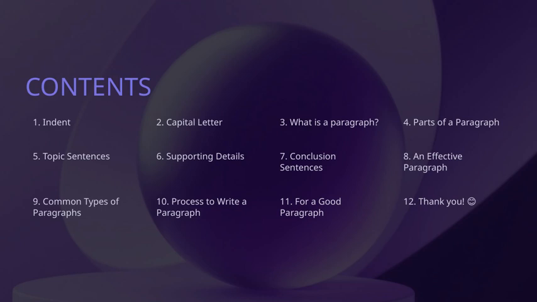Following that, topic sentences are important because they introduce the main idea of each paragraph, guiding your reader through your thoughts. Supporting details are what flesh out your topic sentence, providing evidence, examples, or explanations to back it up. Conclusion sentences help wrap up a paragraph neatly, reinforcing the main point and preparing the reader for what's next. The slide also covers common types of paragraphs, which show us the different ways paragraphs can function depending on the writing purpose. Process to write a paragraph offers a step-by-step approach, making the task of writing more manageable and organized.